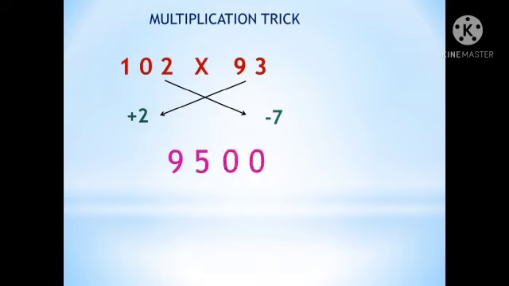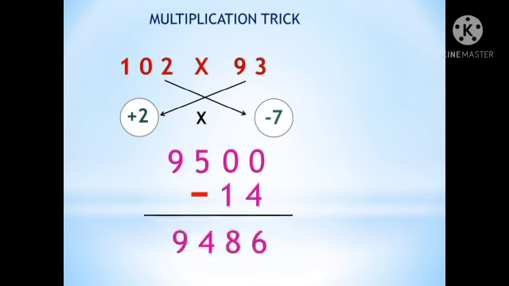Next, we are supposed to add 2 zeros after 95. So, we will get 9500. Next, let us subtract 14 from 9500. Because if we multiply 2 and 7, we will get 14 only. So, if we subtract 14 from 9500, the final answer would be 9486.